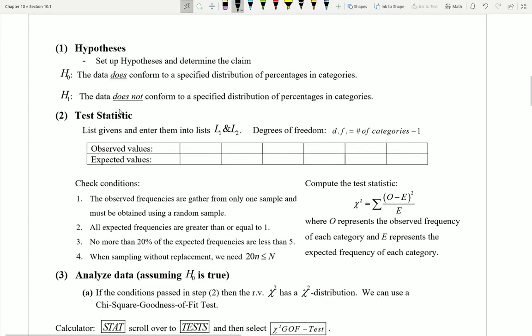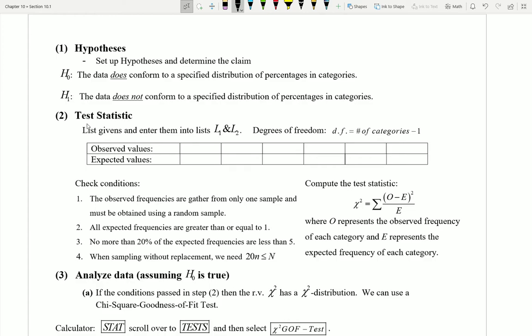Now, some of the things that are a little bit different here is that we're never going to be able to write our hypotheses with just symbols. We have to write sentences, like what we did in the previous video. In our hypotheses, we're always going to be claiming in H0 that the given set of percentages is actually correct, that our data conforms to those percentages. And H1 is always going to be arguing that the percentages that we were given, the percentages that are claimed, are not all correct, and our data is evidence of that. Our data doesn't conform to that.